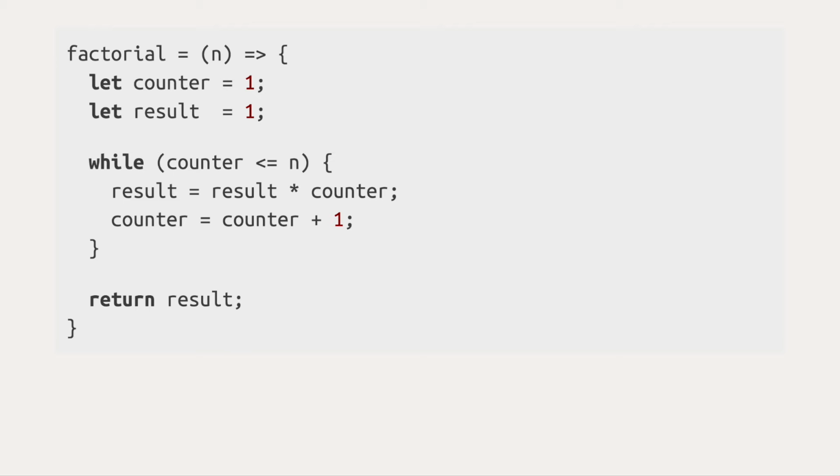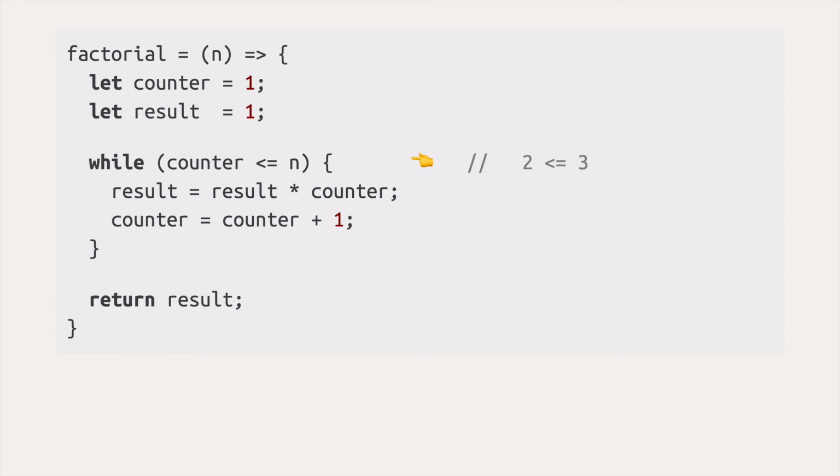Let's see what the computer does step by step when we call factorial of 3. Take one argument, number 3, known as n inside. Create a variable counter, set its value to 1. Create a variable result, set its value to 1. Check. Counter is 1, it's less than or equal to n, so multiply result by counter and put the answer 1 into result. Add 1 to counter and put the answer 2 into counter.